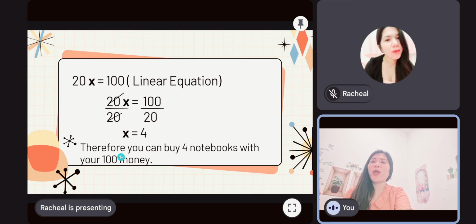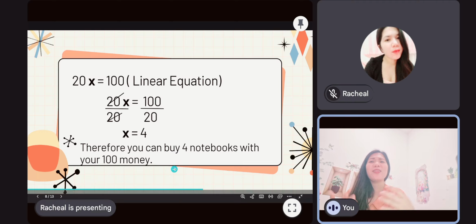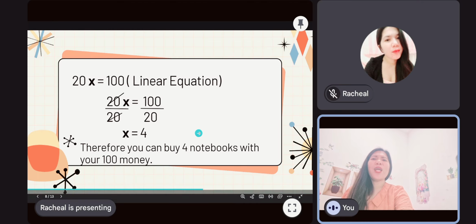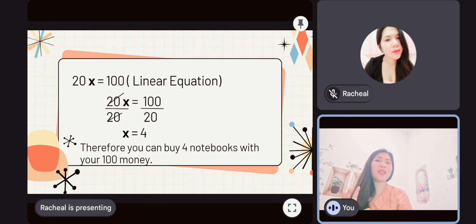So therefore, you can buy 4 notebooks with your 100 pesos. So isn't it amazing? You can create a linear equation based on the situation, right? So now let's make it a little bit more complicated. Let's see if we will be able to extract some equation from this situation.